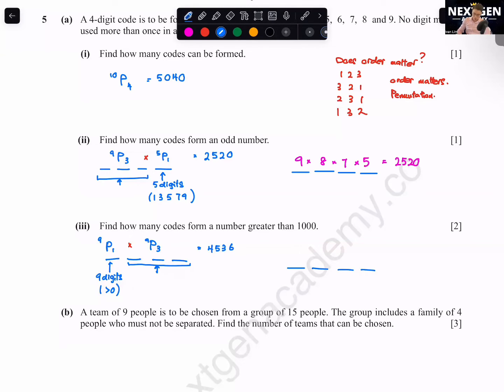So like this one, what can you do? This one you can write, I have 9 choices, then here 9 choices, 8 choices, 7 choices. 9 times 9 times 8 times 7. So some of you may use this method. It's also correct. This is called the arrangement type of method. If you go back to permutation and combination, go and watch the first video, the first part of this chapter.